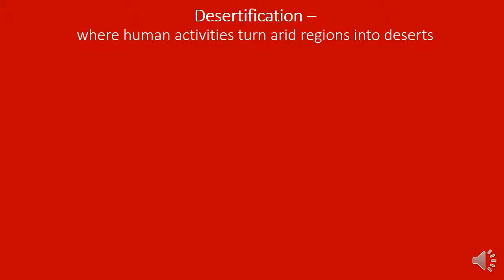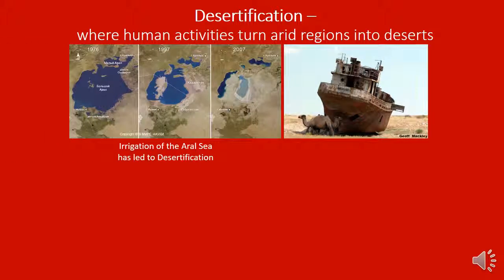Desertification is a process where we turn arid regions into deserts. So what may have been a really dry place, but would have had grasses and shrubs and maybe cacti, we turn into a desert where there's nothing. One example of this is the Aral Sea. It was sucked dry basically over 30 years because they used it for irrigation. They over-irrigated with this aquifer, and so now it's dry and it's a desert.